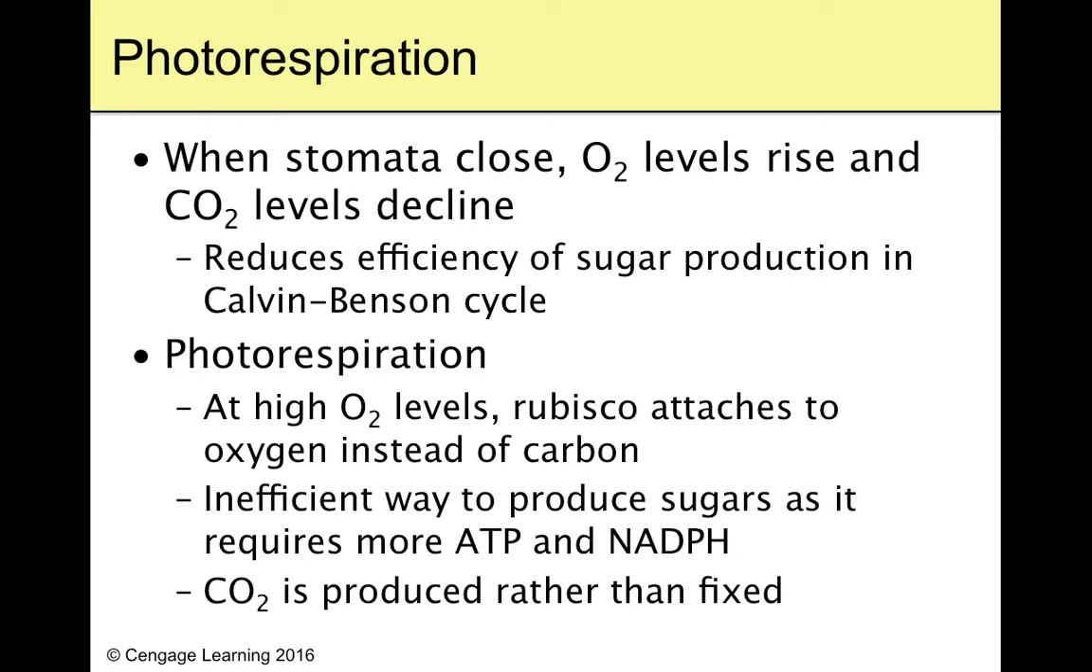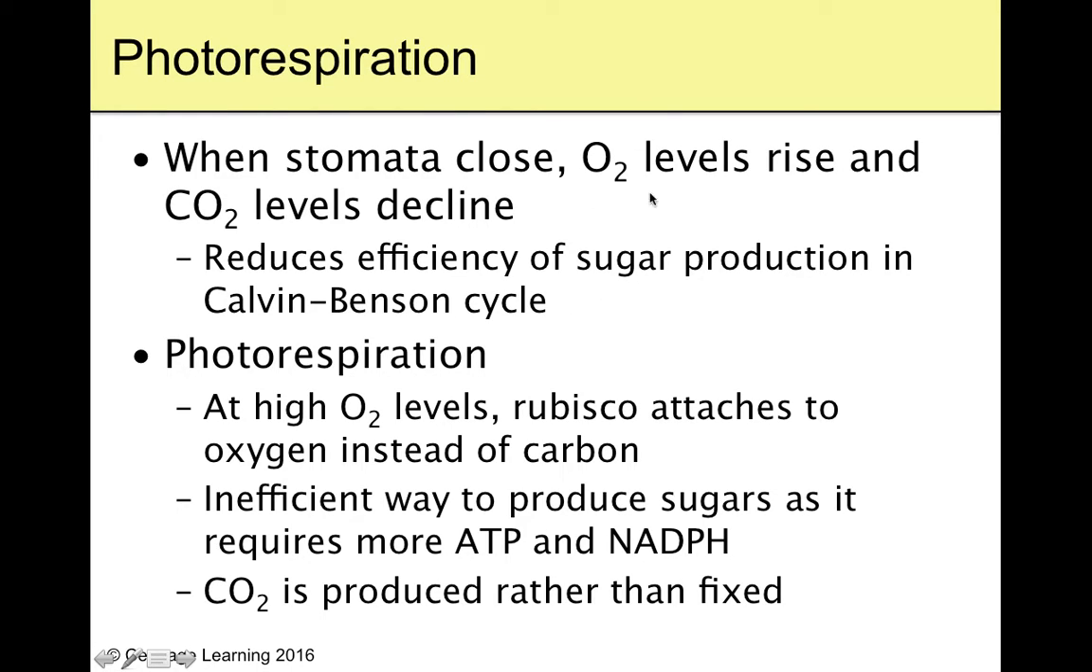Now, plants can also undergo respiration. They don't just do photosynthesis, they can do respiration as well. And one particular type of respiration they do is photorespiration. And that happens when we close those stomata to keep that water in, and our oxygen levels get too high because we can't let the oxygen out. And our CO2 levels decline because we're using it all in the Calvin-Benson cycle. And once we get these two different concentrations, and they're so severe that they'll really reduce our efficiency of sugar production at our Calvin-Benson cycle.